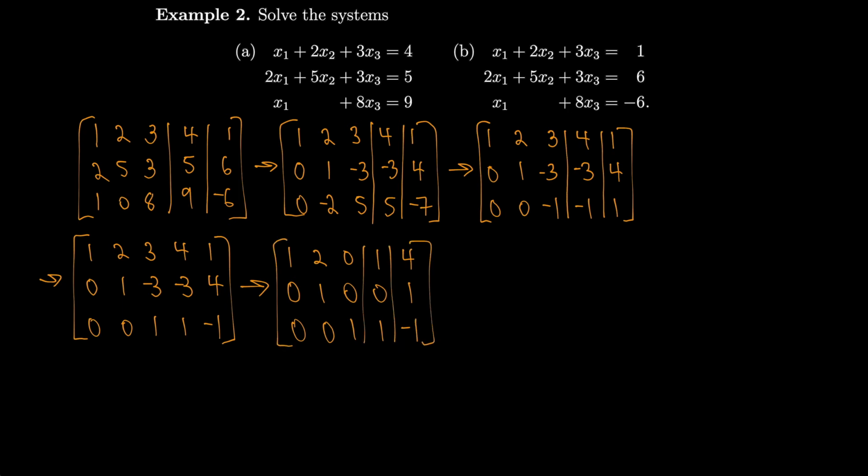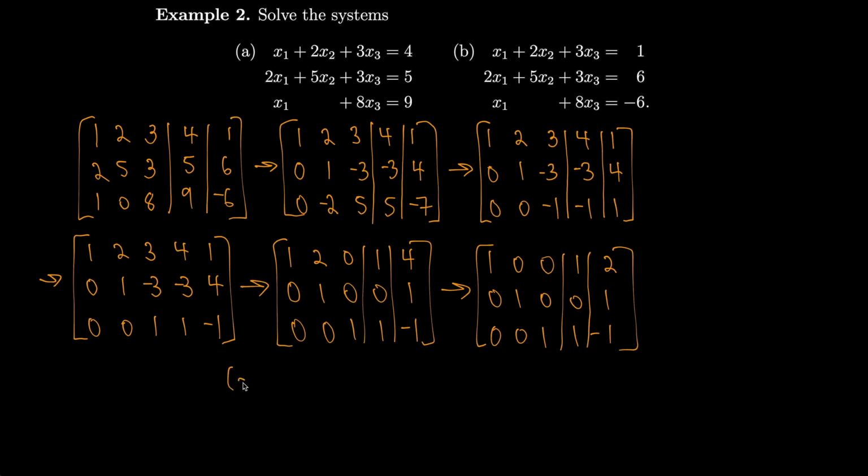Okay, we just have one 0 left to deal with. So I'll just subtract 2 of my second row from my first. I'll get 1, 0, 0, 1, 2, 0, 1, 0, 0, 1, and 0, 0, 1, 1, minus 1. Perfect.